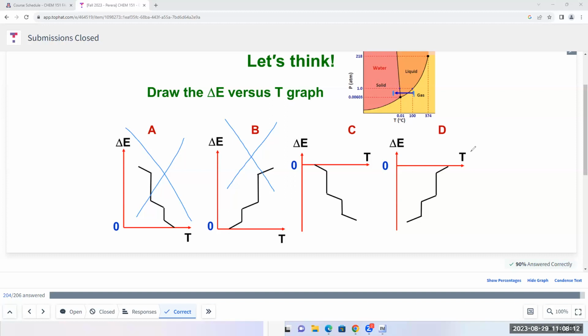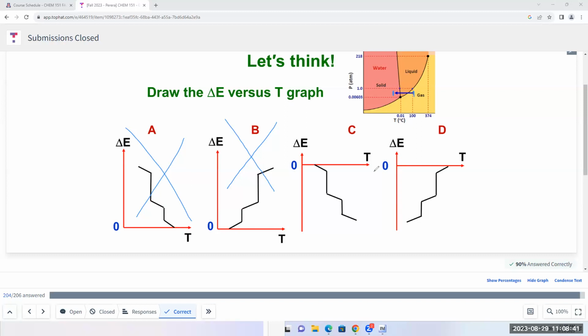And then between C and D, why did we eliminate C? Anybody? Why is C wrong? Yes, miss. Thank you. If you are cooling, okay, we need to start at a higher temperature or lower temperature? Higher temperature and then end up at a lower temperature.